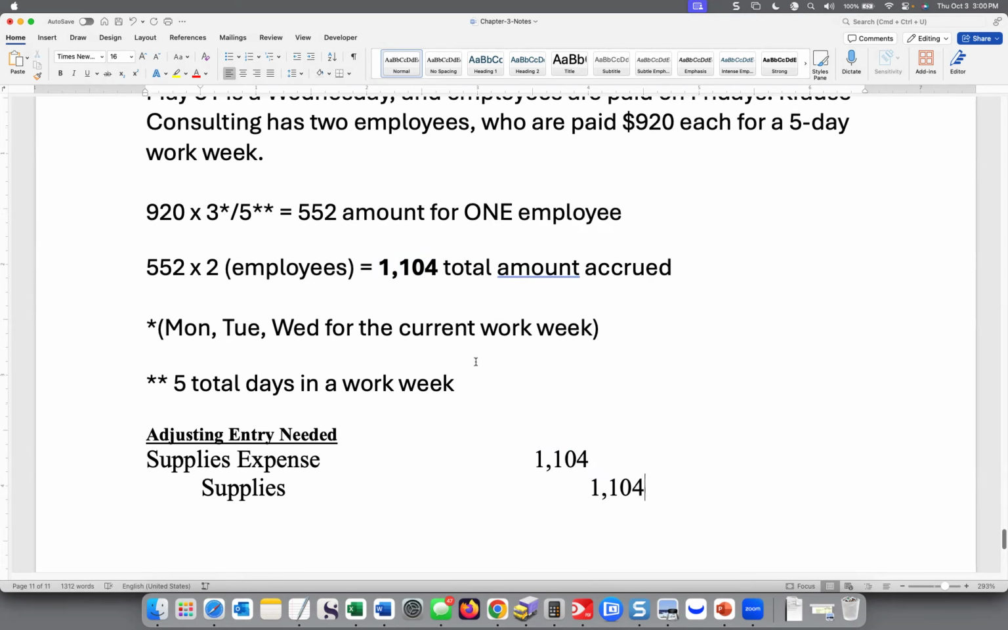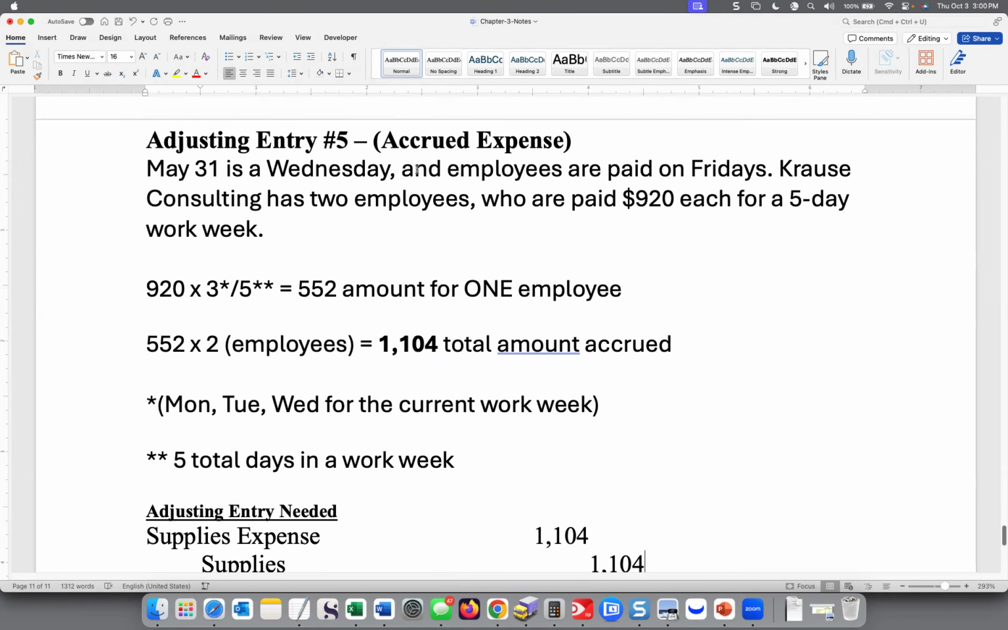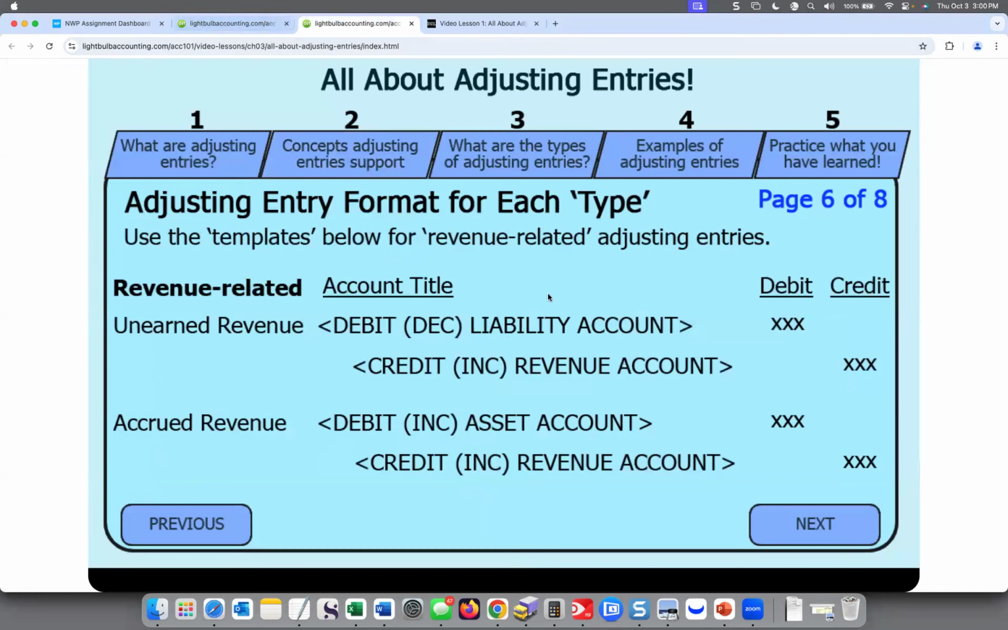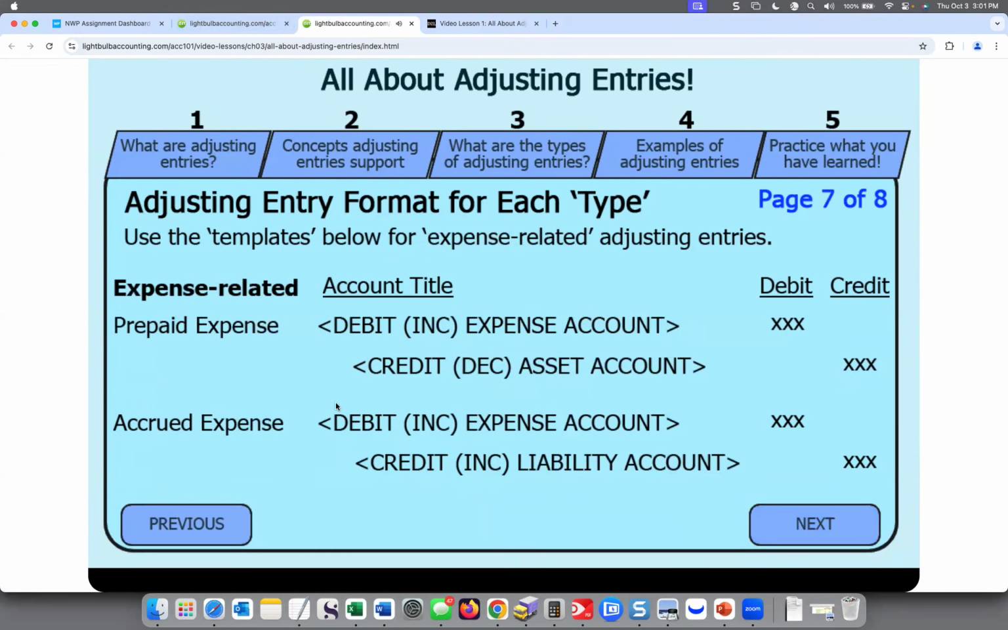Now that we got that in there and we know we're dealing with an accrued expense, we look at the template for accrued expenses. And we are going to debit an expense account and credit a liability. So something expense and something payable. What's the something?